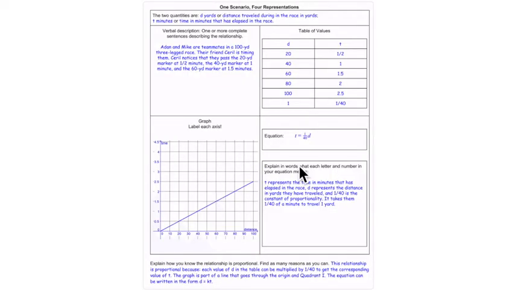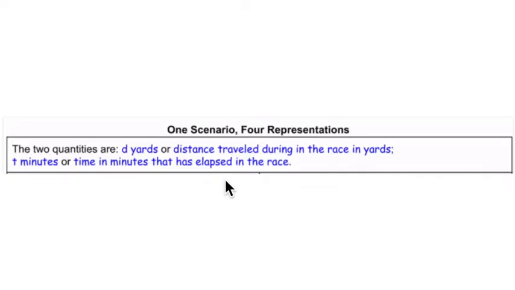Here's an example that the authors provide. And so I'm going to zoom in on this. I gave this to you also in the description below this video. I provided a link for this image. I'm not going to go through this in too much detail. They talk about a three-legged race, so you're going to travel yards in minutes.